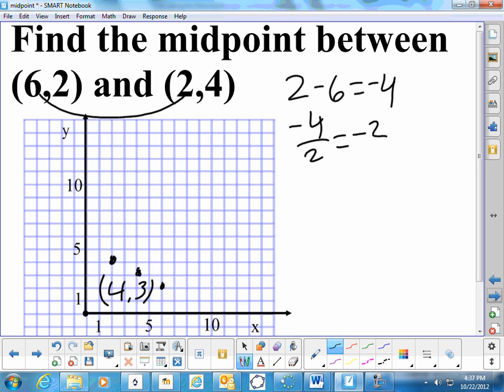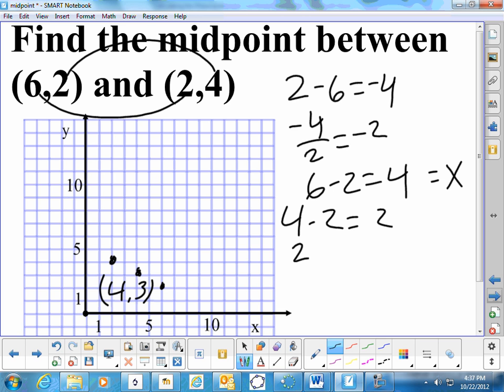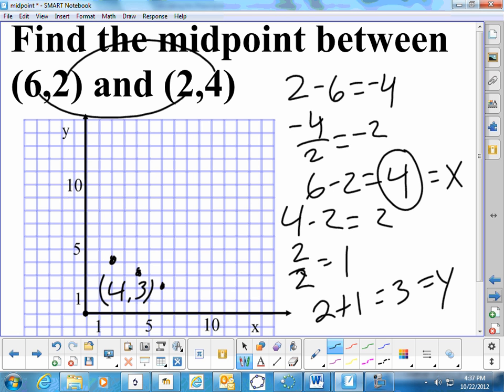So if I start at 6 and go back 2, that would be 4 from our x. And if I do 4 minus 2 is 2, half of 2 is 1. So if I start at 2 and go 1 towards 4, so that would be 4, 3, and that's what we found graphically.